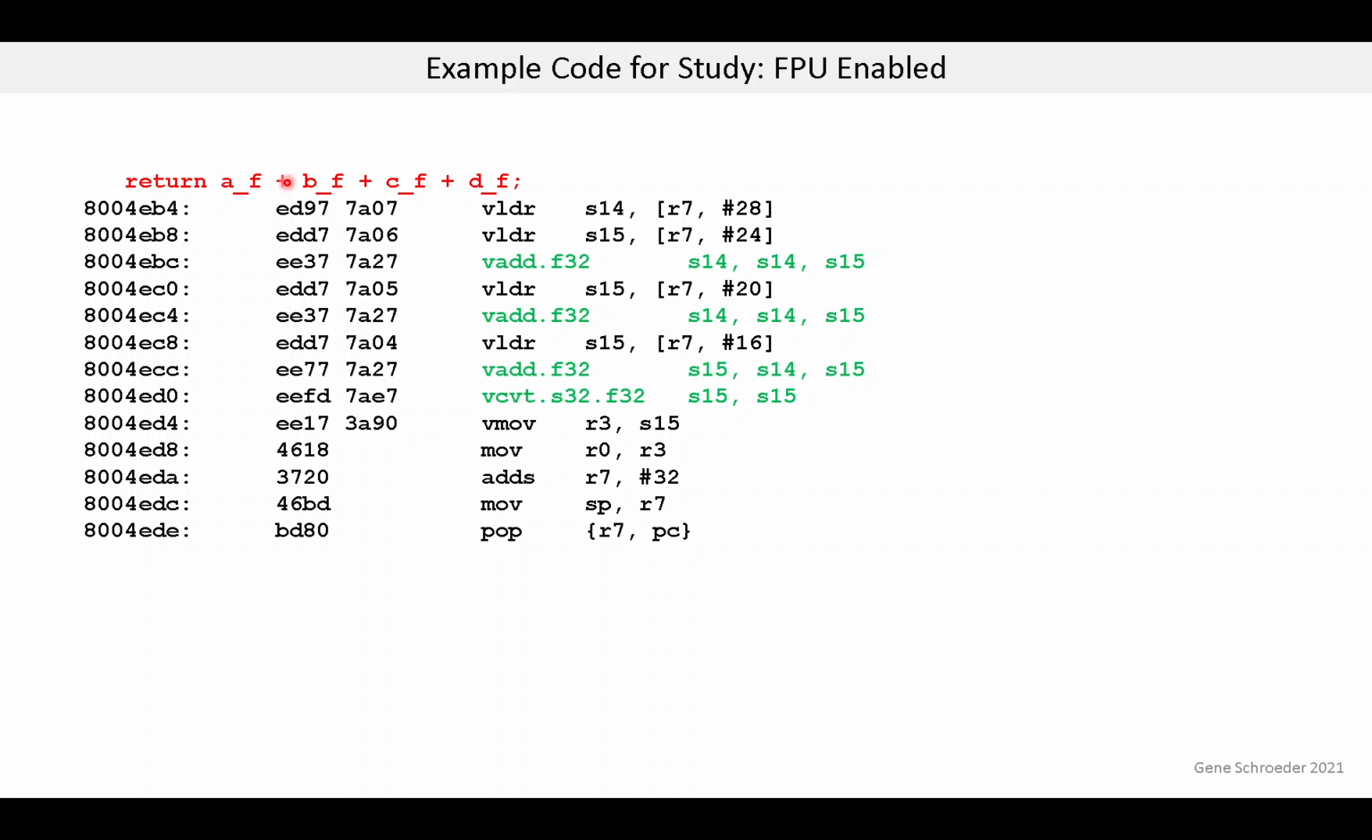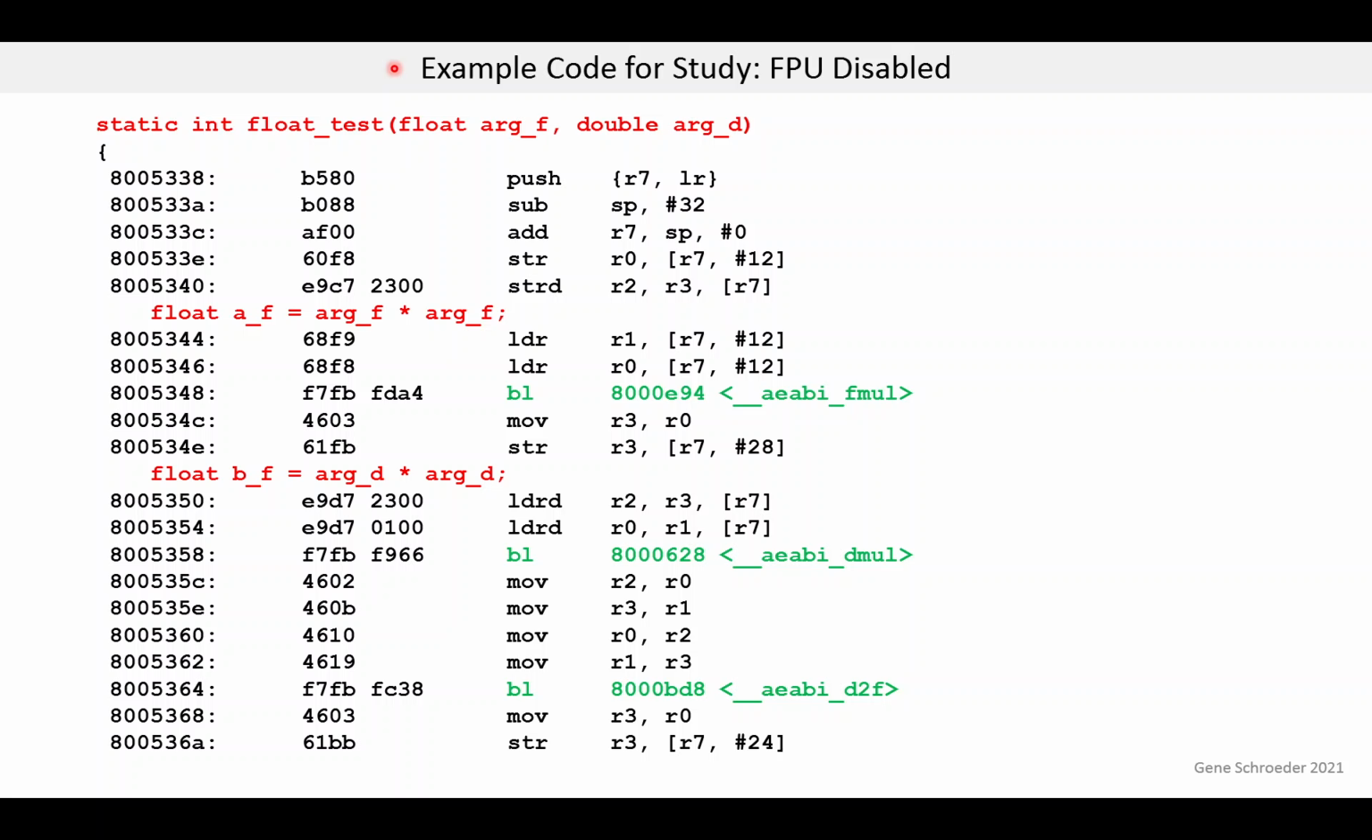So these are all floats, so we can use the FPU. There's 3 additions, and so you see 3 adds. And then this last one is sort of interesting. If you remember, the function actually returns an int. So what this is doing is using the FPU to convert a float, F32, to a signed integer, which is an S32. And that's the return value for the function.